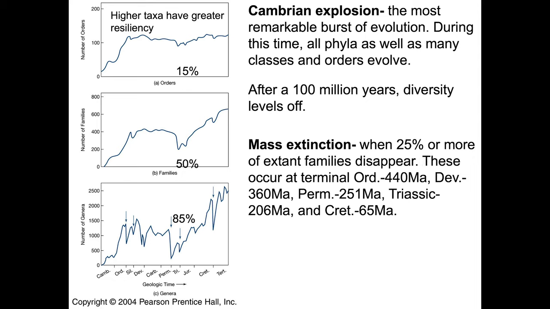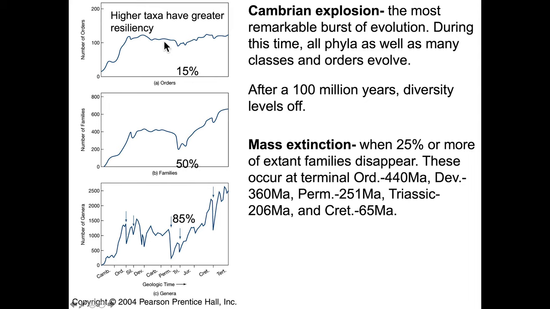These mass extinctions occur at the end of the Ordovician, about 440 million years ago, during the Devonian, 360 million years ago, the end of the Permian, about 250 million years ago, the end of the Triassic, about 206 million years ago, and the famous one, the Cretaceous-Tertiary extinction, about 65 million years ago.